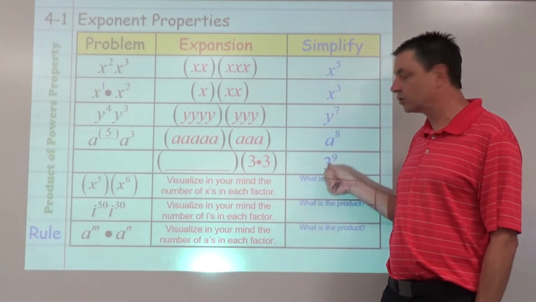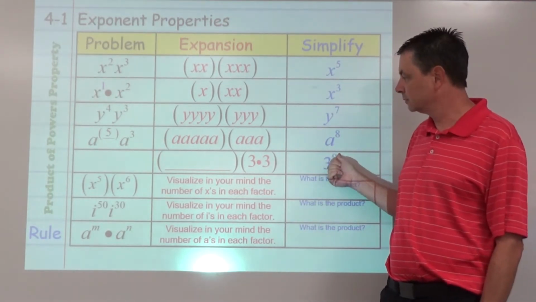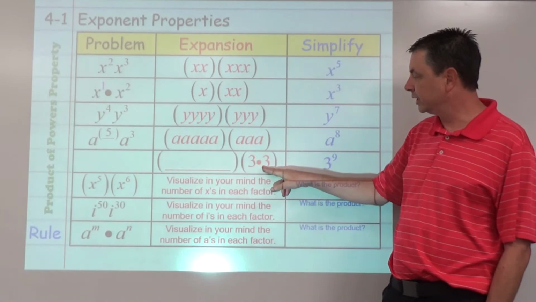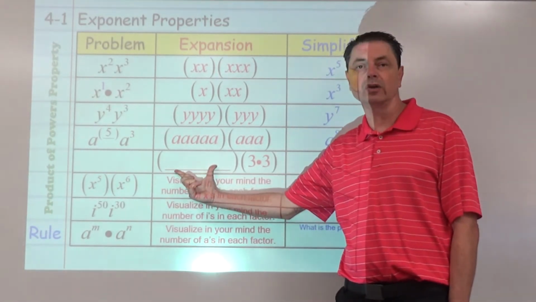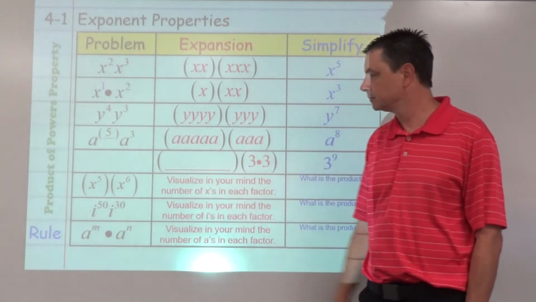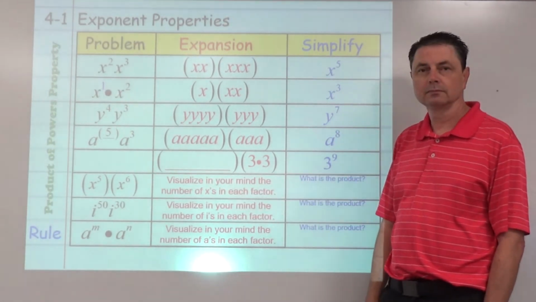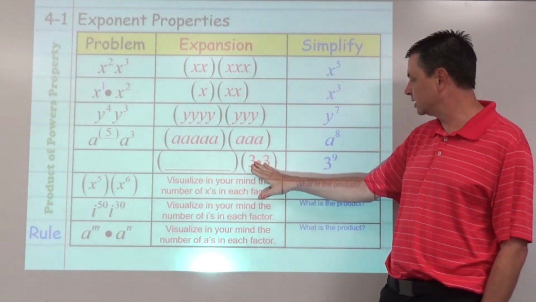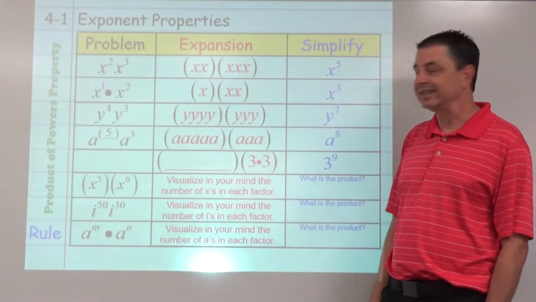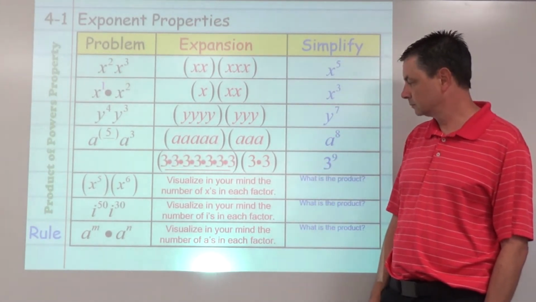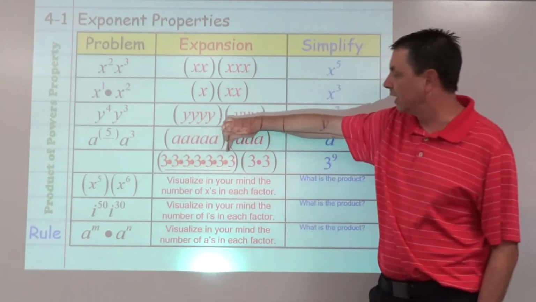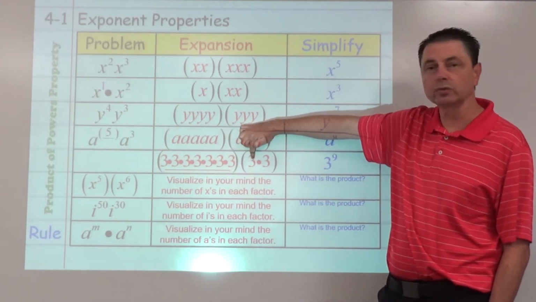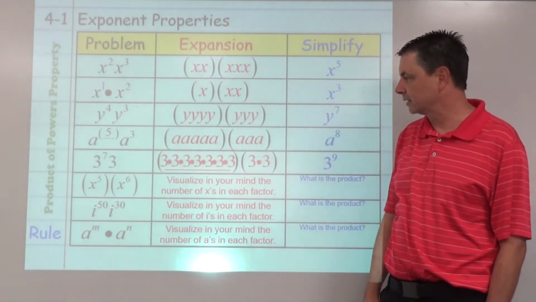Our answer is 3 to the 9th power. We've got 3 times 3 as part of the expansion. What's the other part of the expansion? Well, that's 2 3's being multiplied. We need 7 more. So our problem was 3 to the 7th times 3 to the 2nd.